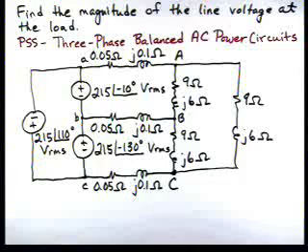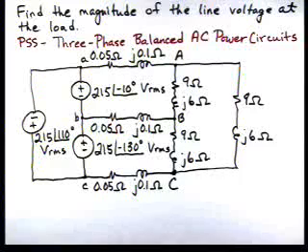The voltages have the same magnitude, they're 120 degrees apart. The line impedances are the same, the load impedances per phase are the same. So this is a balanced three-phase circuit. We'll utilize our problem-solving strategy entitled Three-Phase Balanced AC Power Circuits.